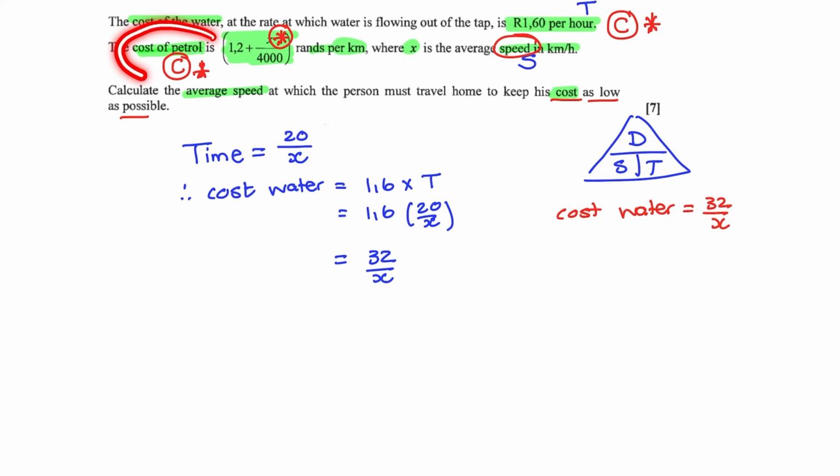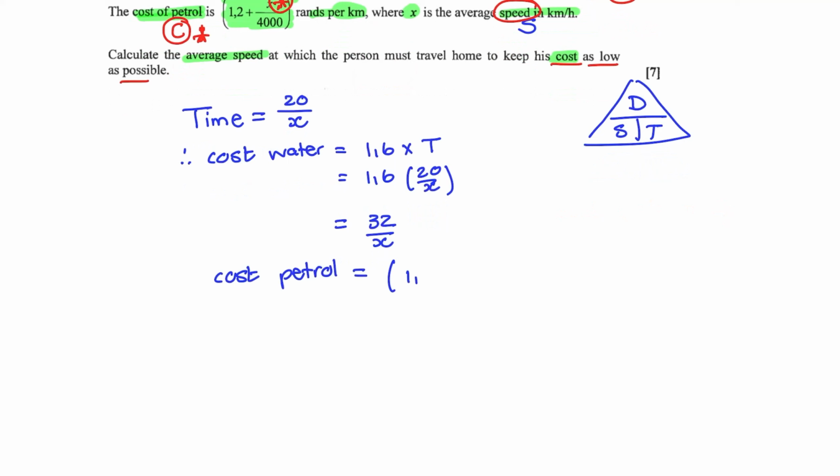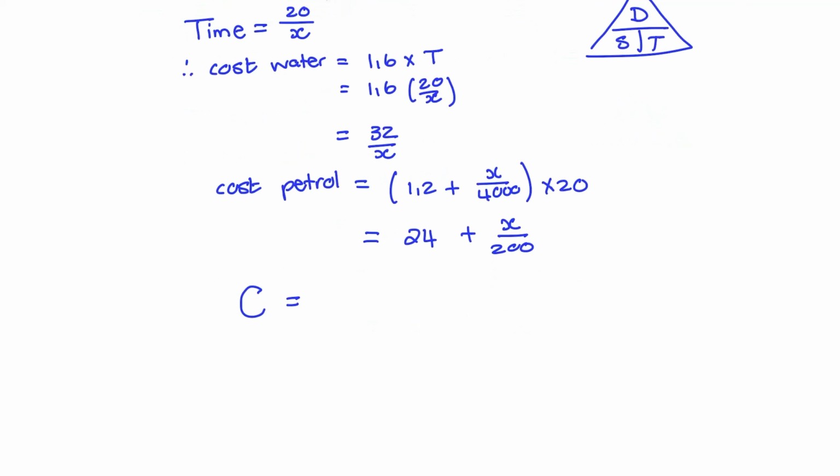Next, we can find the cost of petrol, which is this expression per kilometer. And we know that we are traveling 20 kilometers. So the cost of petrol is 1.2 plus x over 4,000 times 20, because we are traveling 20 kilometers. If I simplify that, I have 24 plus x over 200. So our total cost would be the cost of water, which is 32 over x, plus the cost of petrol, which is 24 plus x over 200.